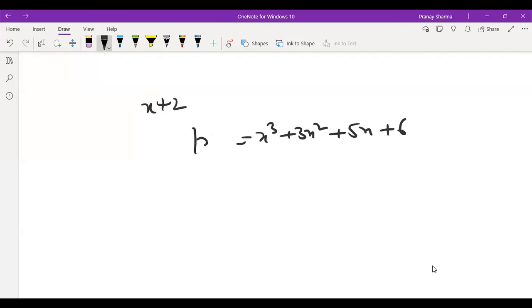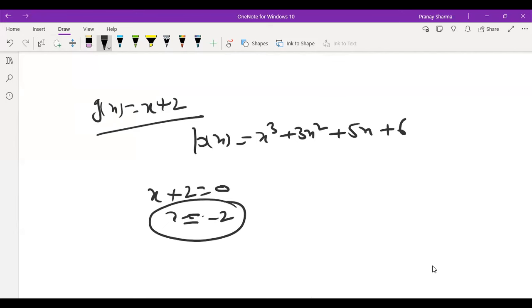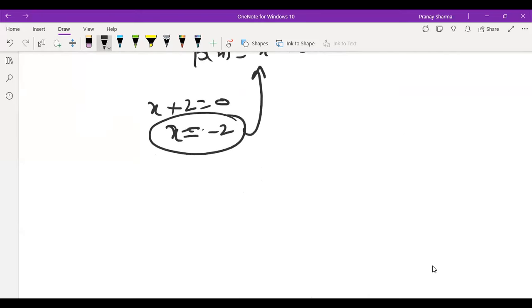So this was actually our p of x, right? And this is g of x. We need to check whether this is actually a factor. You can simply consider this as g of x. Now, using the factor theorem, we simply put g of x equals 0 and calculate the value of x. So x comes out to be minus 2. Now, whatever value we got here, we need to substitute in p of x in order to calculate the remainder.